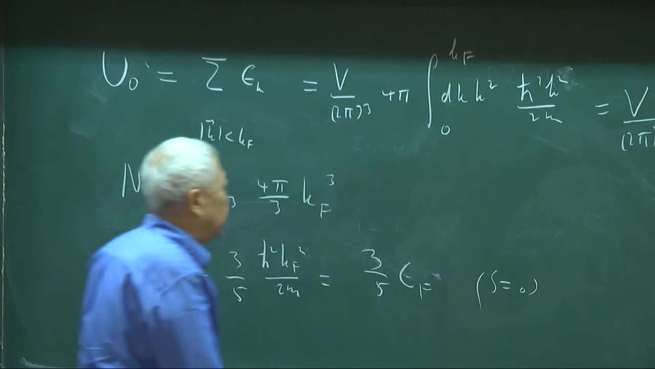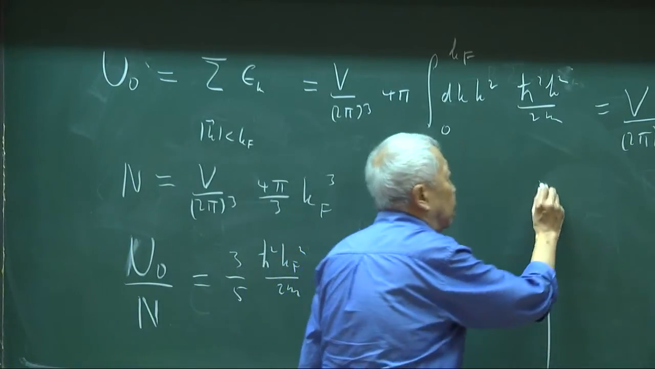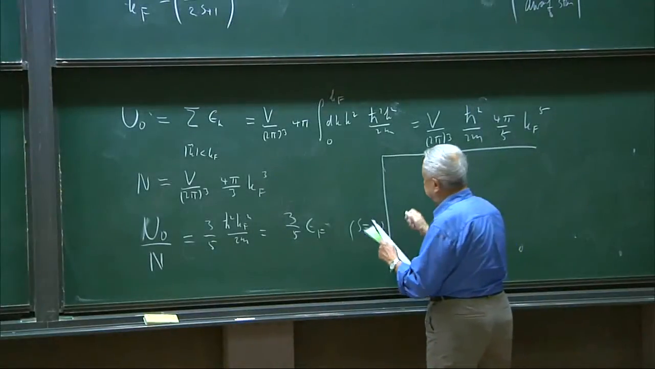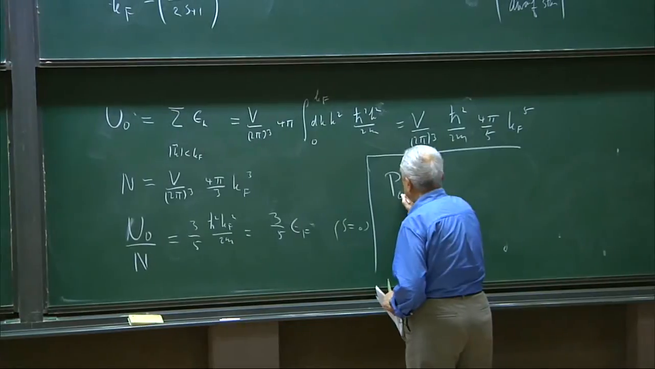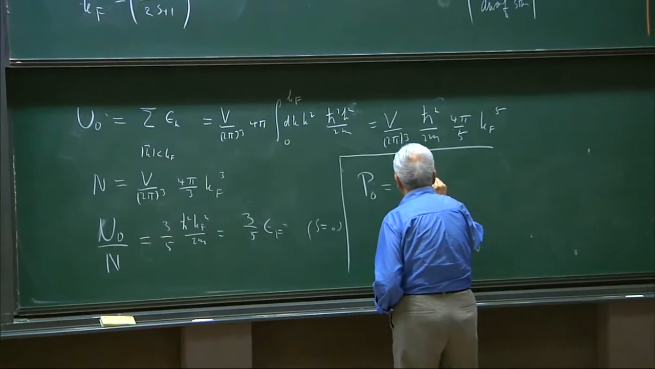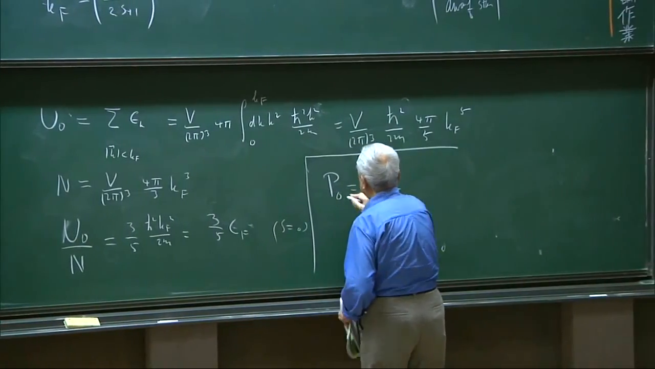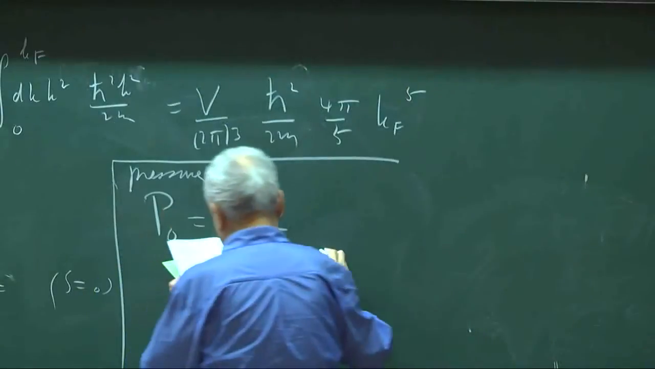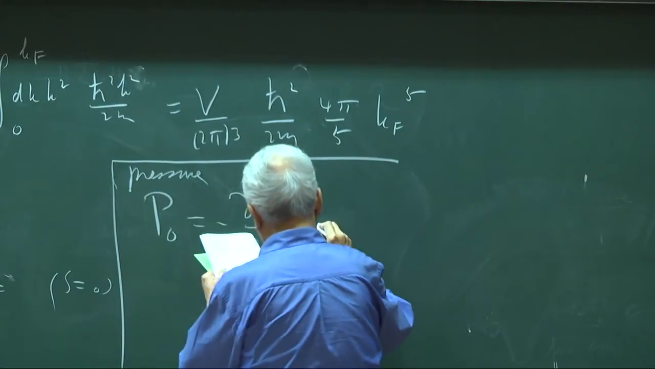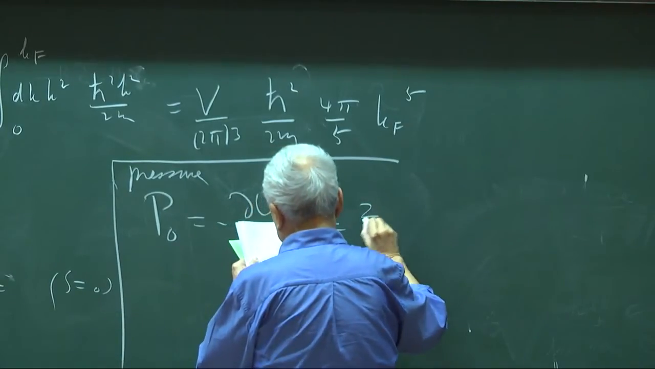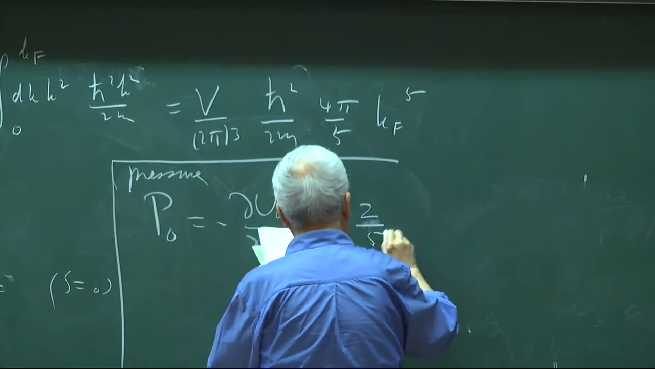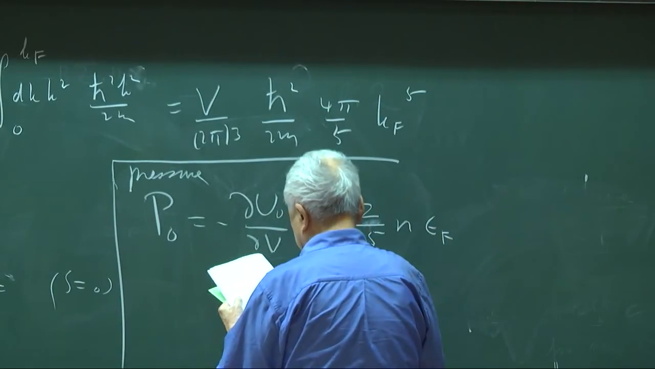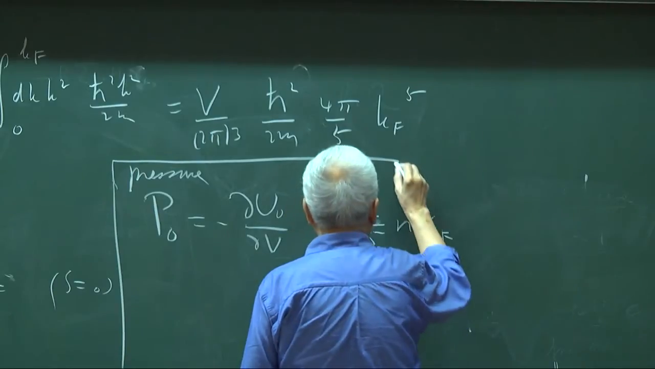Now this is the energy at absolute zero. So if I differentiate it relative to V, I get the pressure. The pressure at 0 is minus dU/dV. This is the pressure at absolute zero, and I get 2/5 N times epsilon F. That's a very important number.